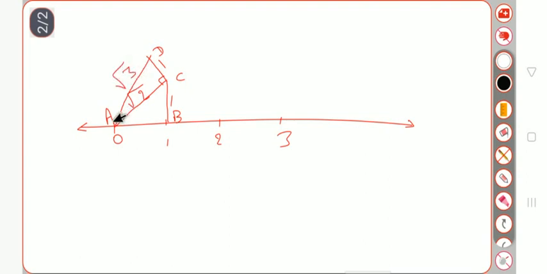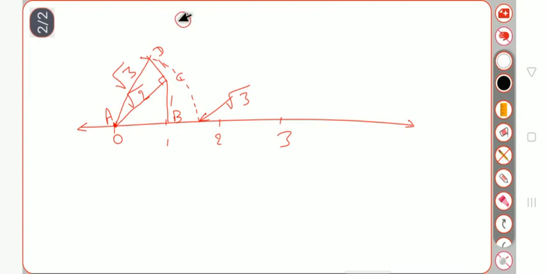Okay, now just put compass one end, that is sharp end, at point A and pencil end at point D and just cut an arc like this on number line. So where this arc will cut the number line, that point is root 3. So this point is root 3. Okay, this is very simple. In exam you have to write the steps. So step is very simple. You can write like this.